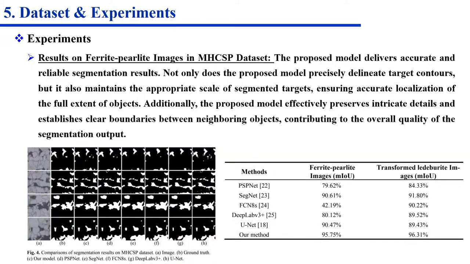The specific results of the ferrite-pearlite and transformed light-bainite images, experiments and sensitivity experiments are shown on the following pages. As you can see from these pictures, this is the experimental result of our work.